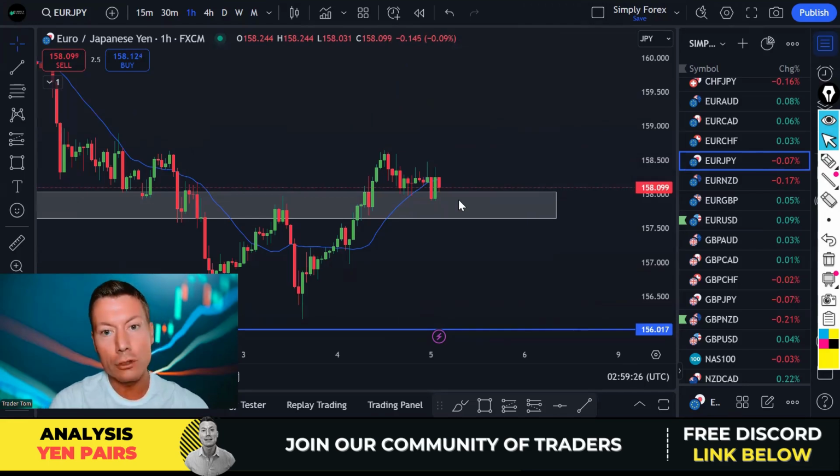Really, it wasn't a lot of trades in the market, but I thought I'd share the ones that I do like the look of.